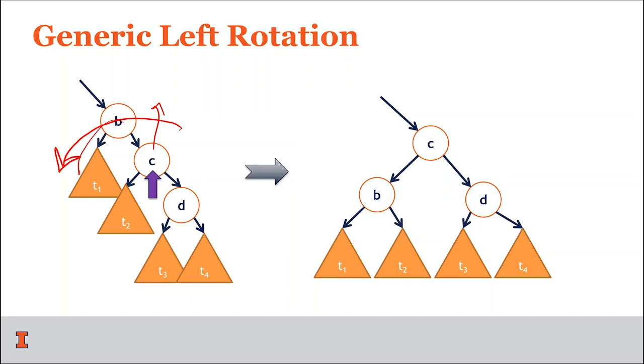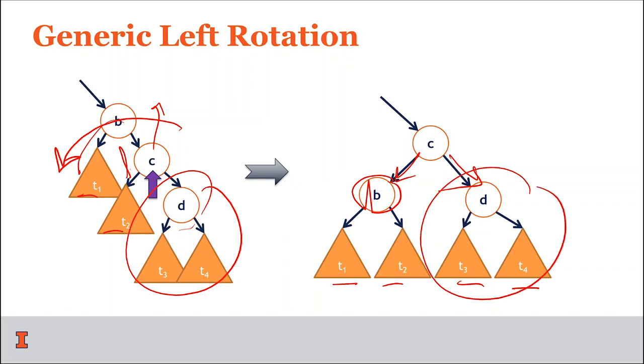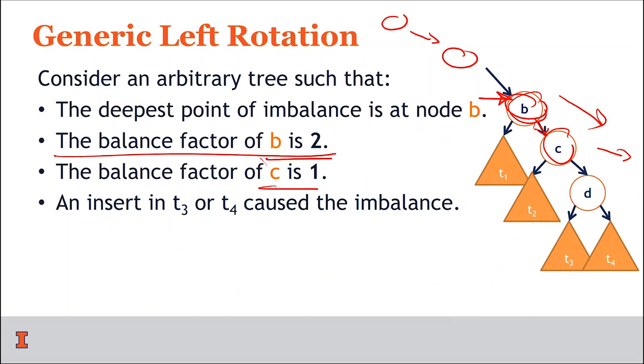That brings B down and attaches C to B. So looking at T1, T2, we see T1 and T2 is attached to B, C is attached to B and D, and finally T3 and T4 remains attached to D. We call this rotation a left rotation, and this rotation occurs whenever the deepest point of imbalance has a balance factor of 2, and the balance factor of the node that follows has a balance factor of 1. Anytime this occurs, we can do a left rotation to repair this imbalance.